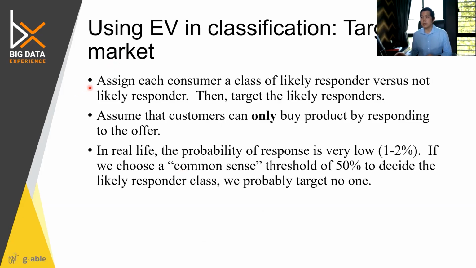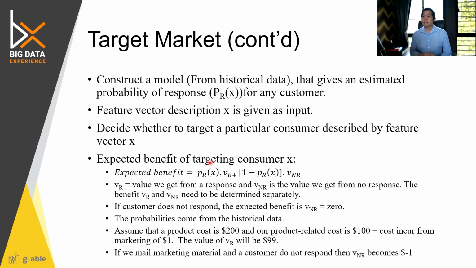Suppose that we assign each consumer a class of responding or not responding, and assume that a customer can only buy the product from the offering. So usually the probability of response will be low. Say we create a model to predict, and we get the probability out that this customer has a 20% chance to purchase. How do we calculate whether we should offer to this customer or not? We can look at the expected benefit.